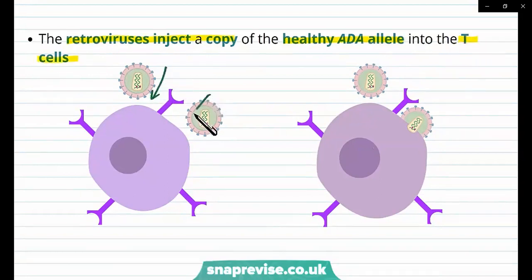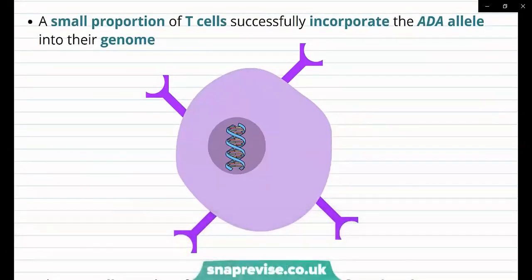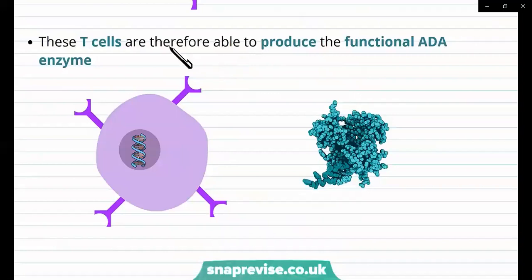The viruses begin to approach the T cell, because many retroviruses usually infect T cells anyway, and then of course they inject their material and it goes towards the nucleus. Nothing always works all of the time, so a small proportion of the T cells will successfully incorporate the ADA allele into their genome, and some of them just won't. So that healthy ADA allele is now incorporated into our own DNA. Remember, all of our DNA is found in every nucleus of every cell in the body. That means these T cells that have taken up that allele are able to produce the functional ADA enzyme. They don't have a faulty version anymore, it's been replaced with a healthy one.